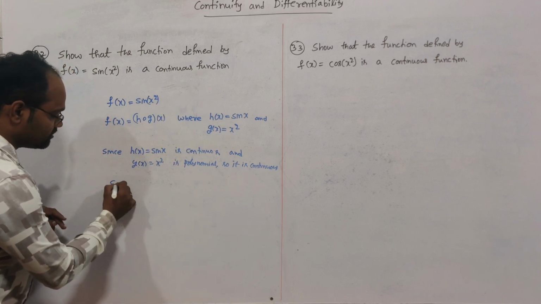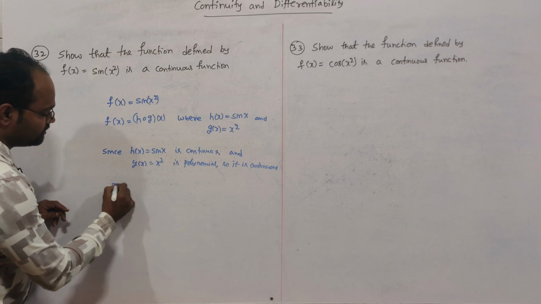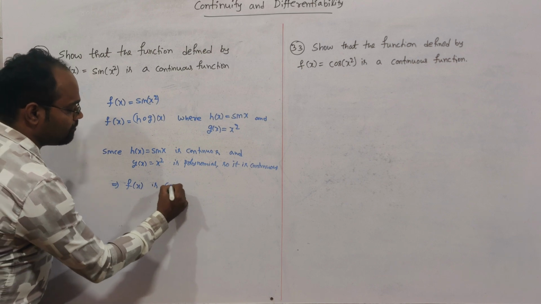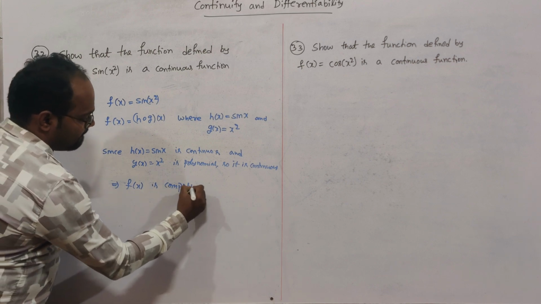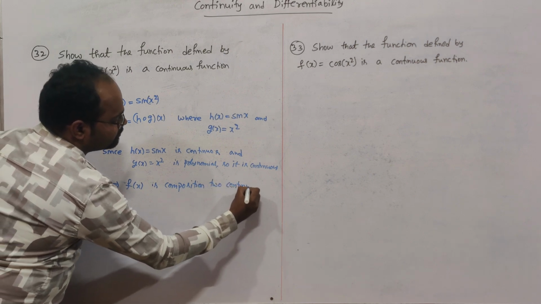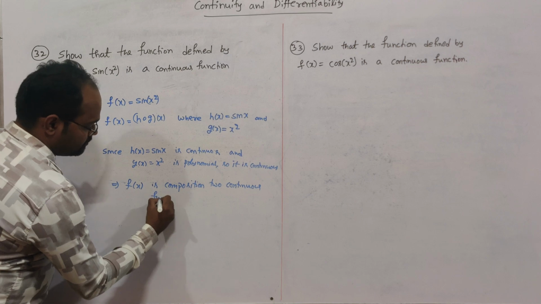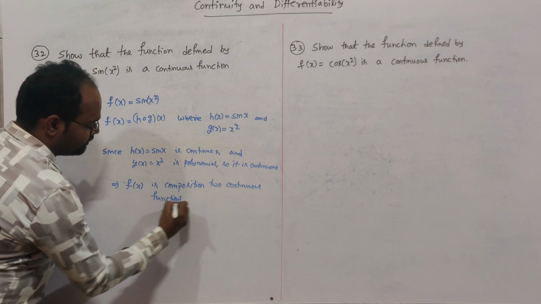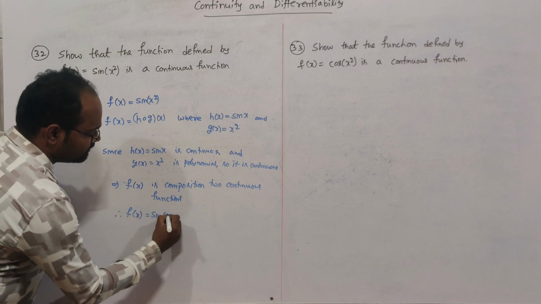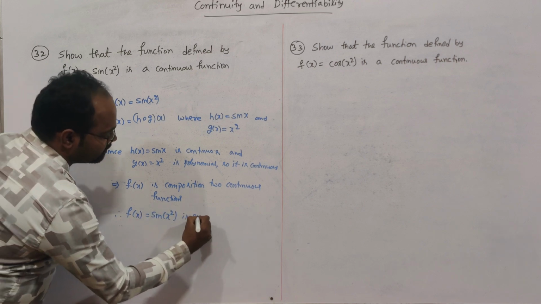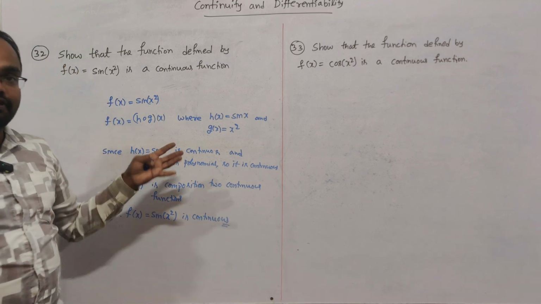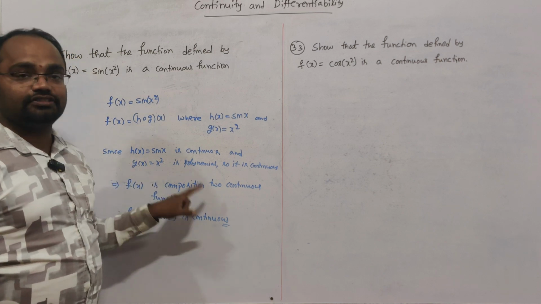So since this implies f of x is the composition of two continuous functions, therefore f of x is equal to sin of x square is continuous. That's all, simple. Right, these two are continuous functions, therefore it is continuous.